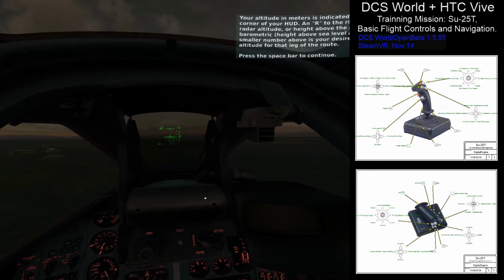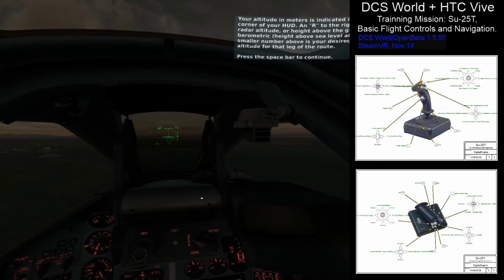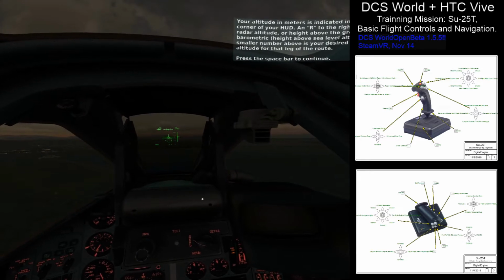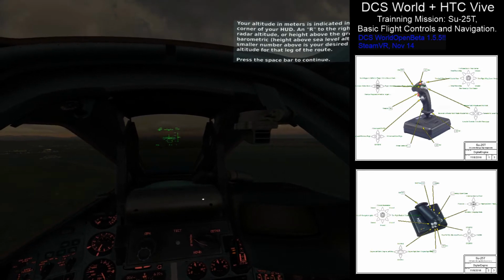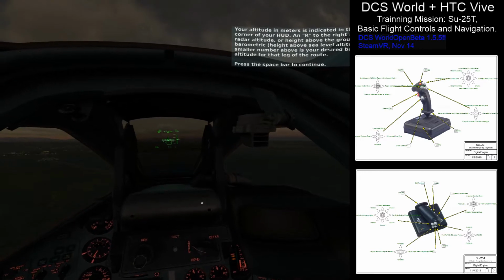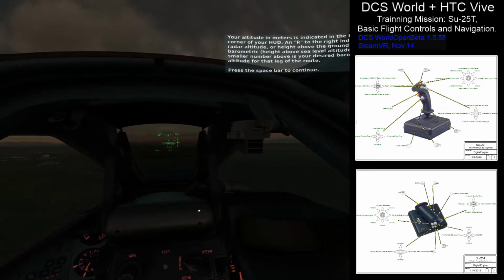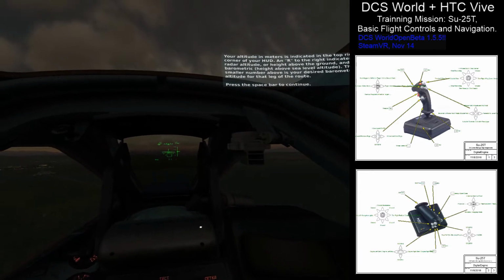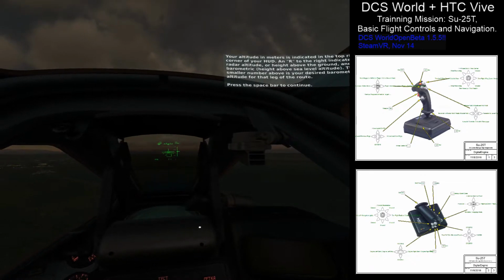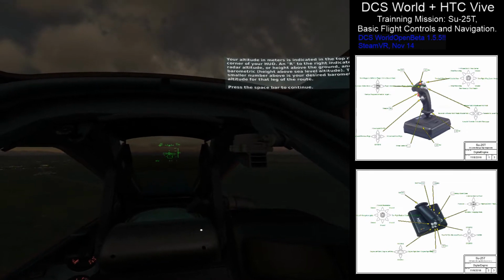Your altitude in meters is indicated in the top right corner of your HUD. An R to the right indicates it is radar altitude, or height above ground, and not barometric, height above sea level altitude. The smaller number above is your desired barometric altitude for that leg of the route. Press the spacebar to continue.